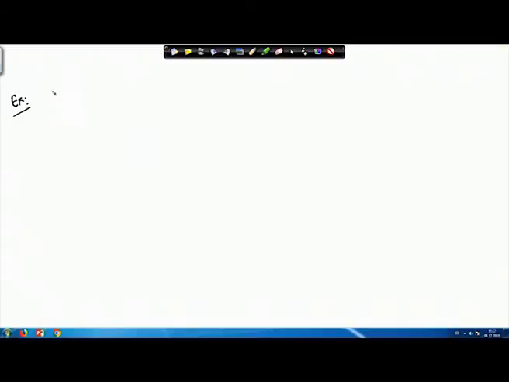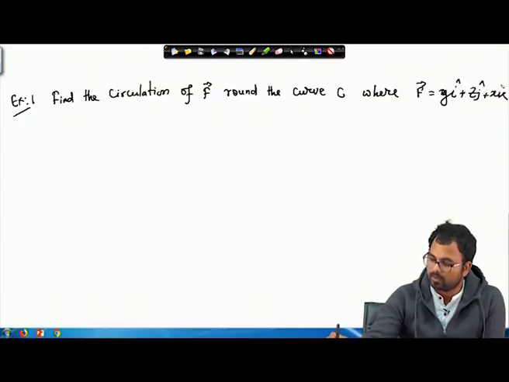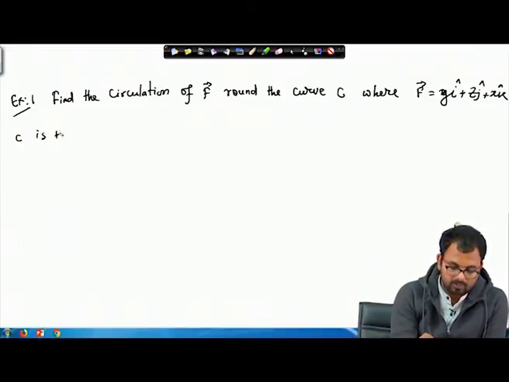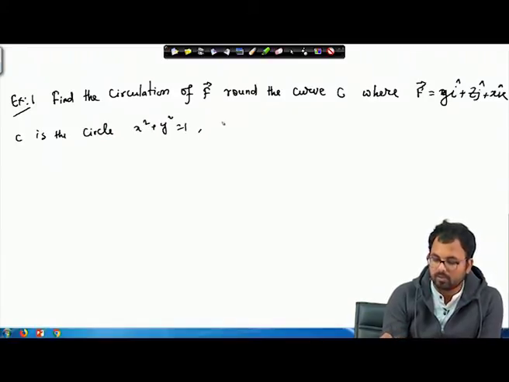So our first example is: find the circulation of f around the curve C, where f is equal to yi plus zj plus xk, and C is the circle x square plus y square equals 1 and z equals 0.